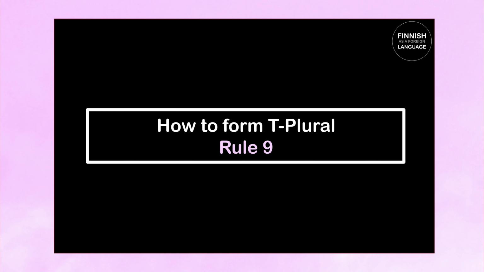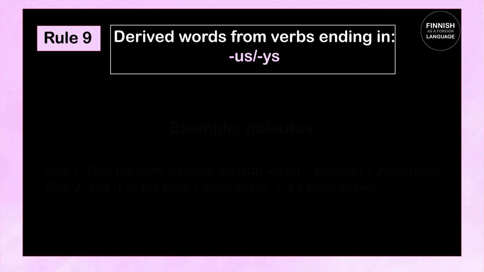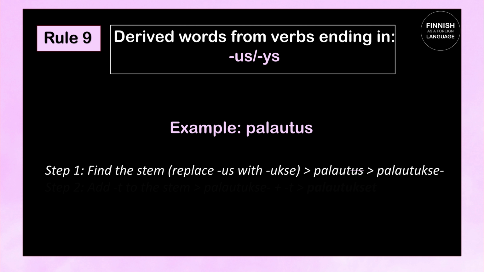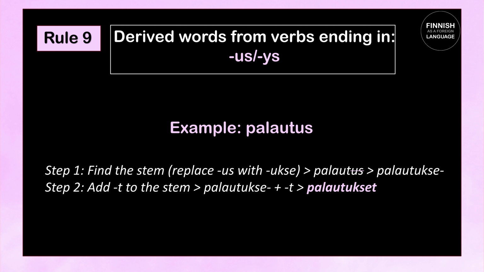Alright, we move on to rule number 9, derived words from verbs ending in us or ys. Here's one example, palautus, meaning refund. Now, in order to form the nominative plural, we have to find a stem, which means here we replace the ending us with ukse. So palautus changes to palautukse. This is our stem. Then in the second step we have to add t to the stem, which means we have palautukse plus t is palautukset, meaning refunds. This is the nominative plural.